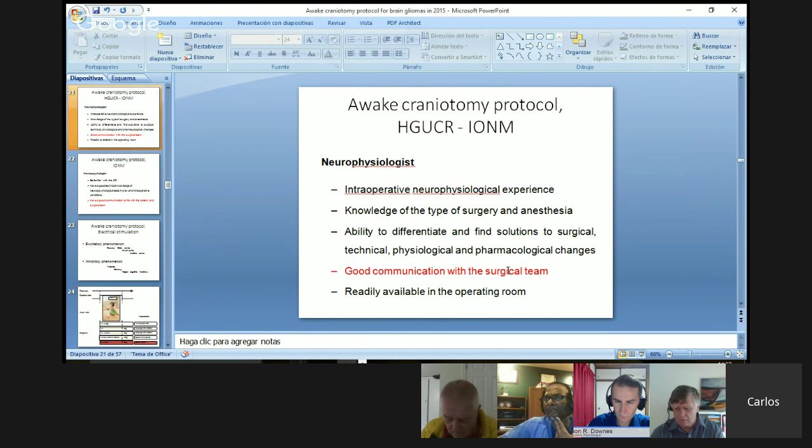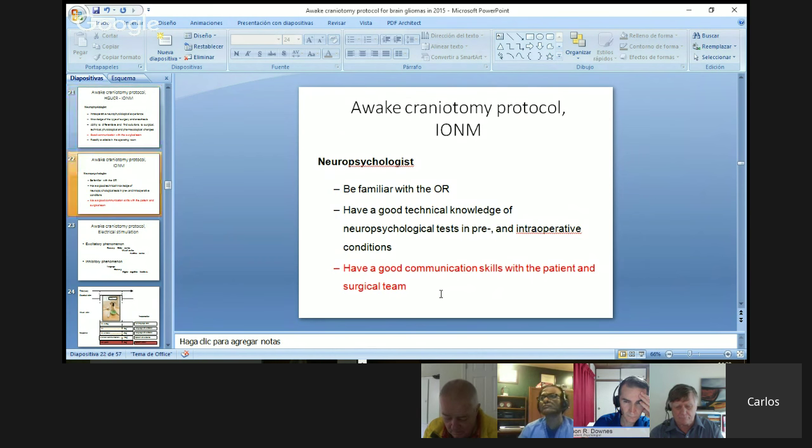We need a neurophysiologist who has intraoperative neurophysiological experience, who knows the type of surgery and anesthesia, who has the ability to differentiate and find solutions to surgical, technical, physiological, and pharmacological changes, who has good communication with the surgical team, and who is really available in the operating room.